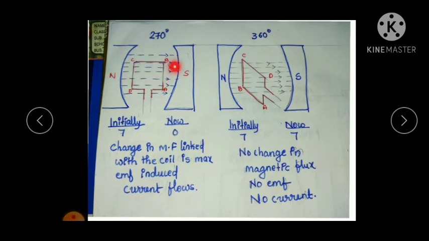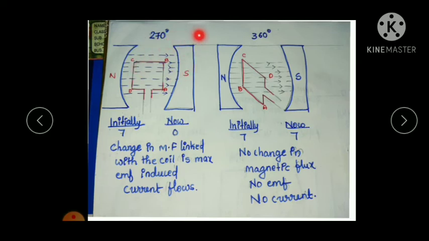See here, there are no magnetic field lines passing through the coil now, but initially all the 7 magnetic field lines were passing through this coil. Therefore here you can see it is taken as 7 and now it is 0. So here you can see there is a change in the magnetic flux linked with this coil, and hence there will be an induced EMF and there will be a current. So this current will be maximum at this stage.